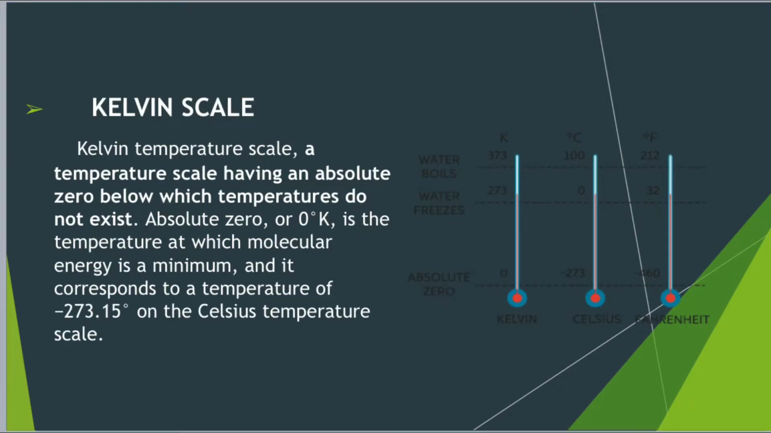Kelvin temperature scale. A temperature scale having an absolute zero below which temperatures do not exist. Absolute zero, or 0 degrees K, is a temperature at which molecular energy is a minimum, and it corresponds to a temperature of negative 273.15 degrees on the Celsius temperature scale.